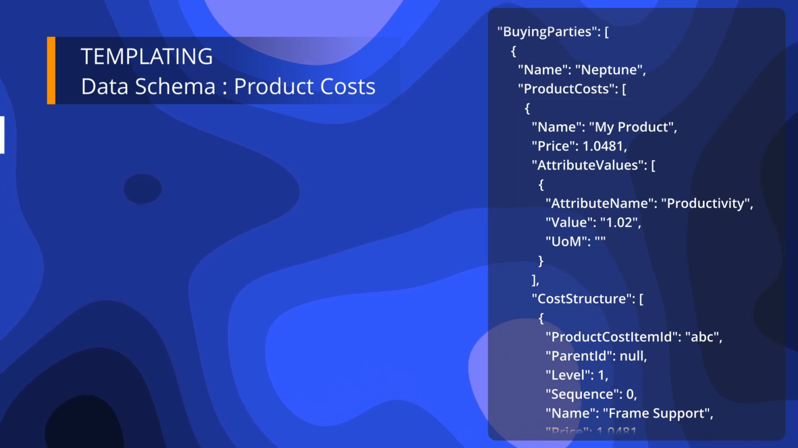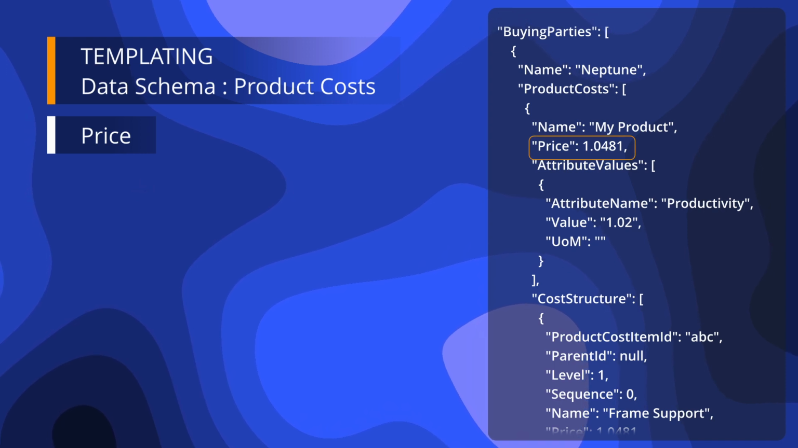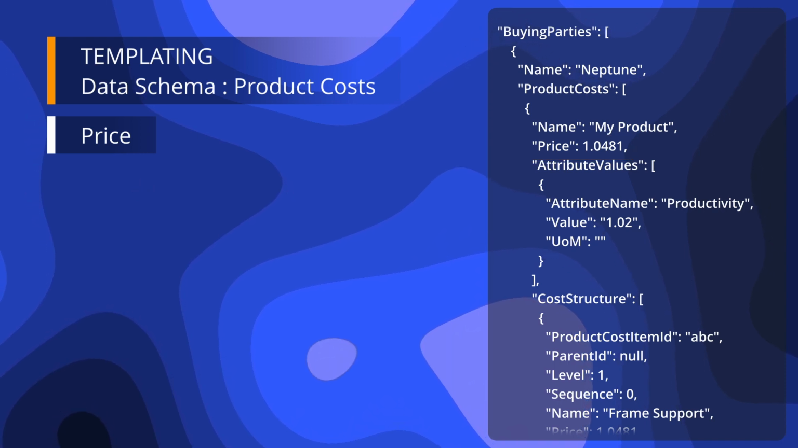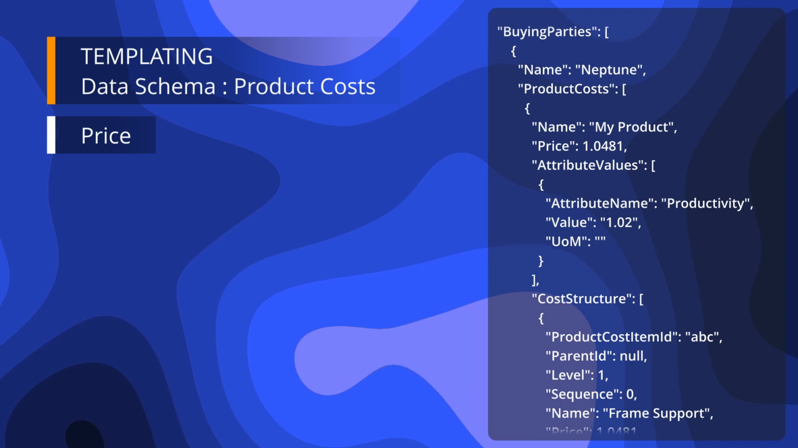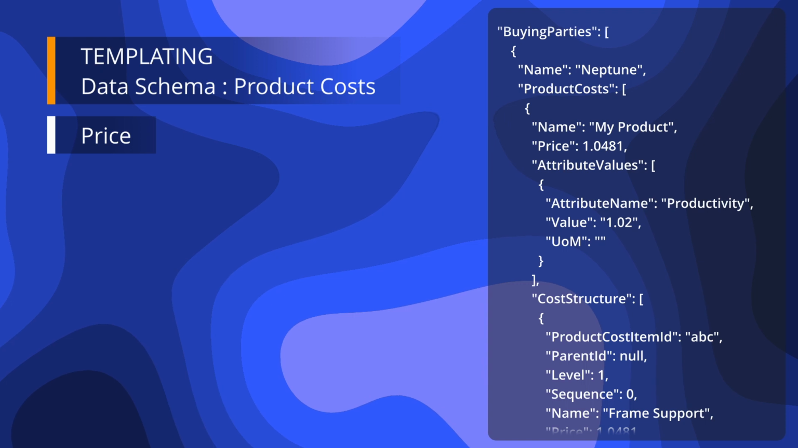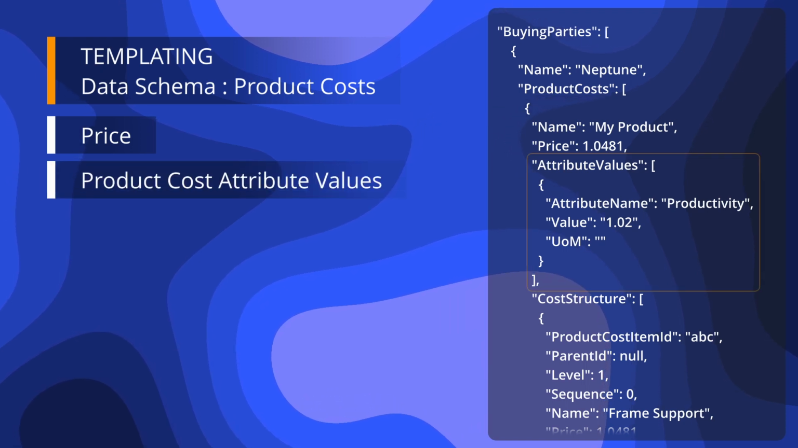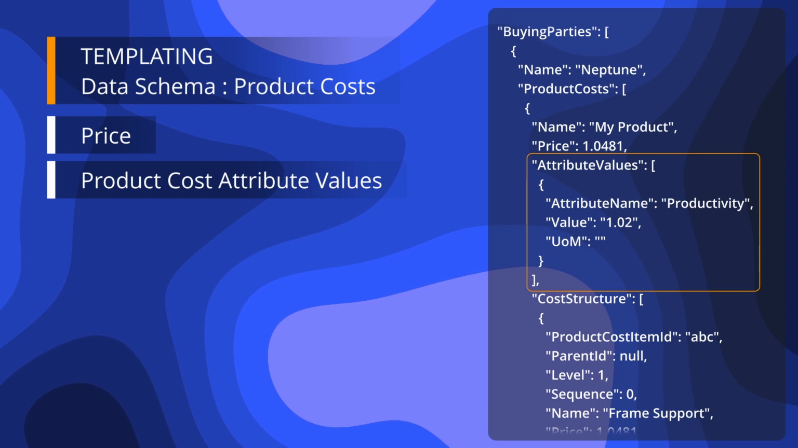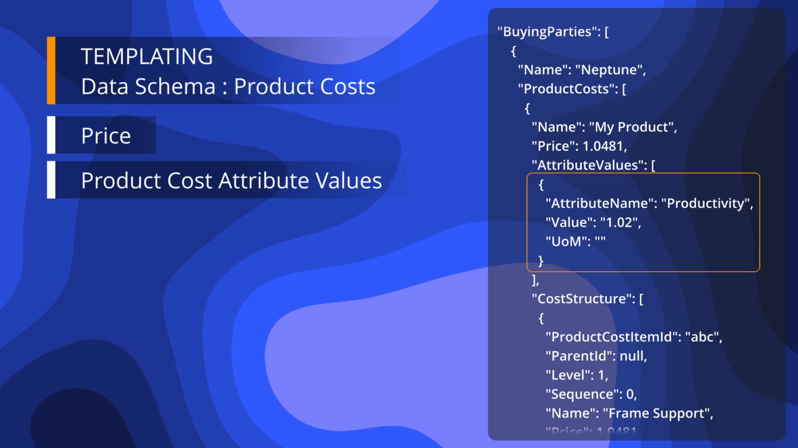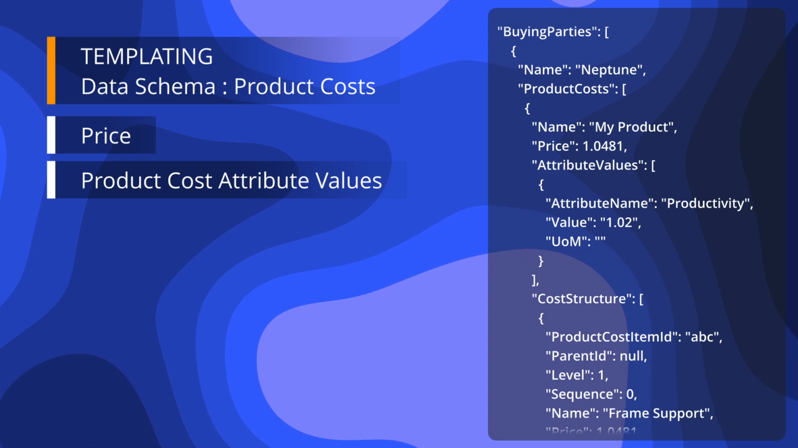The first field that you'll immediately notice is the price. This price is updated when the product cost is rolled up. Again, it will be empty if any errors occur during the roll-up, but this can only occur when the proposal is being authored. The second field I'd like to highlight are the attribute values for the product cost attributes. As it is a number attribute, Mercenta automatically includes its unit of measure, saving you the need to look it up. In this case, the unit of measure is dimensionless.